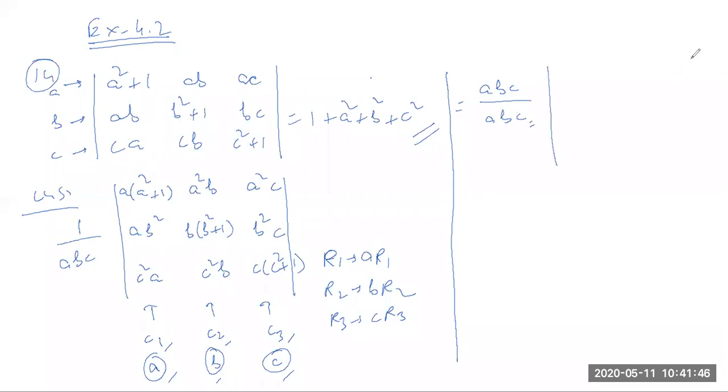So it will now become, we have taken A common from C1, so it will become A square plus 1, B square and C square. Similarly, from this you've taken B common, so it will be A square, then B square plus 1, and C square. And from C3 we are taking C common, so it will be A square, B square, and C square plus 1. So these two will cancel now.